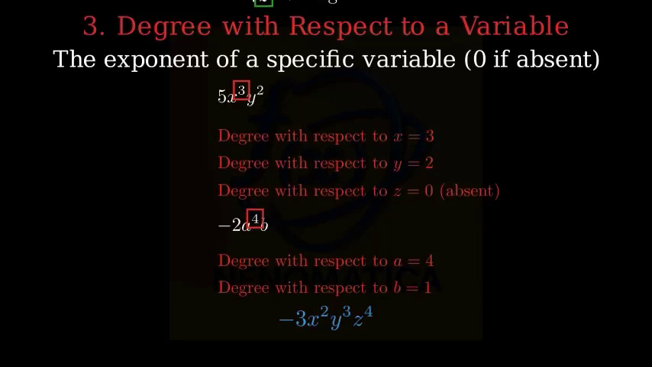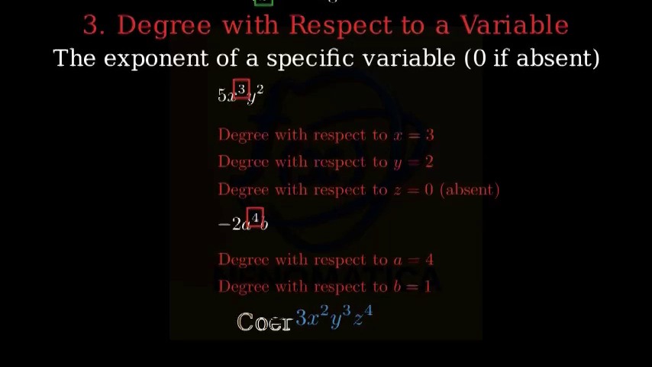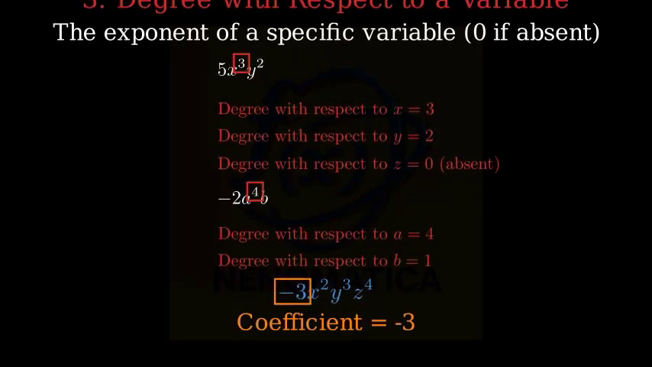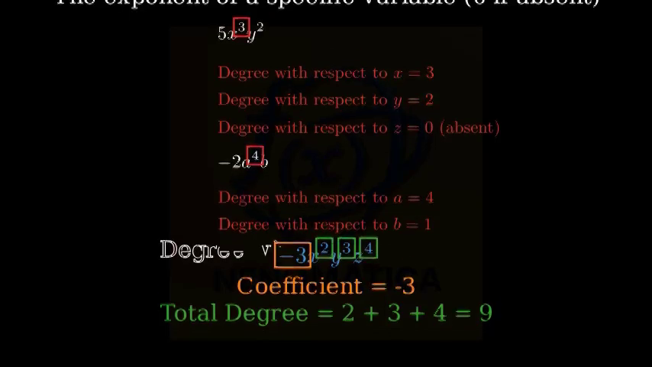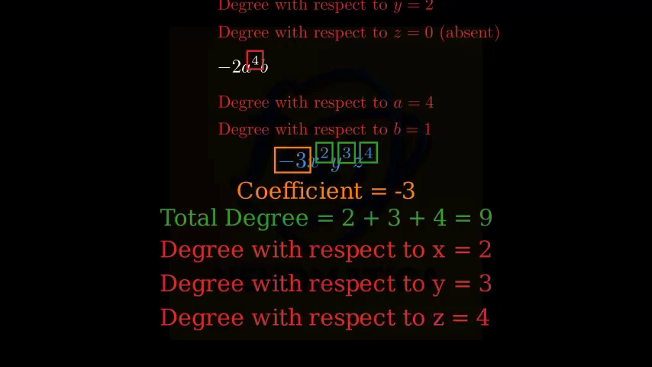Consider the monomial negative 3x squared y cubed z to the fourth power. The coefficient is negative 3. The total degree is the sum of all exponents, 2 plus 3 plus 4, which equals 9. The degree with respect to x is 2, the degree with respect to y is 3, and the degree with respect to z is 4.